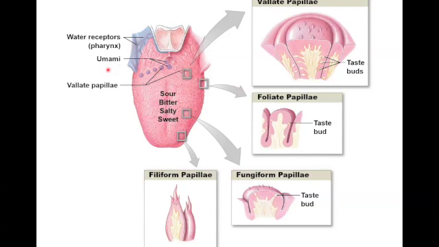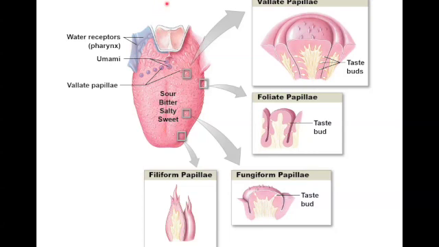Umami, which nowadays we associate with MSG, is that really, really savory flavor. That's found only in the vallate papillae, those types of taste buds for umami flavors. But all the other ones, like we said, are able to detect sour, bitter, salty, and sweet.